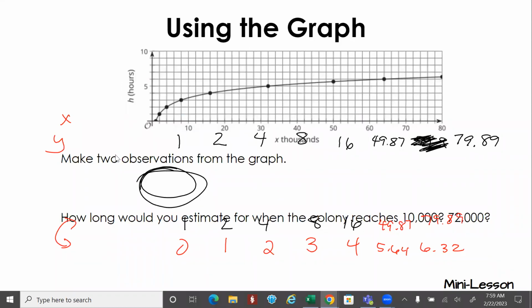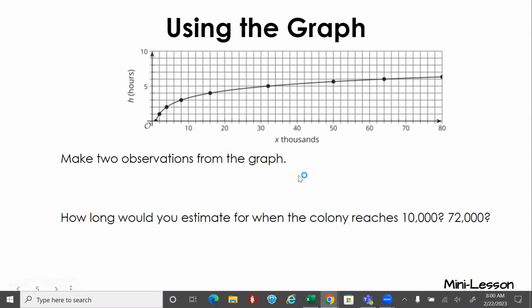All right, so make 2 observations from the graph. Looking at this one, it says make 2 observations from the graph. So what is one observation that you see? I see that our x values are measured in thousands. Okay, I also see that my hours are on the y-axis.